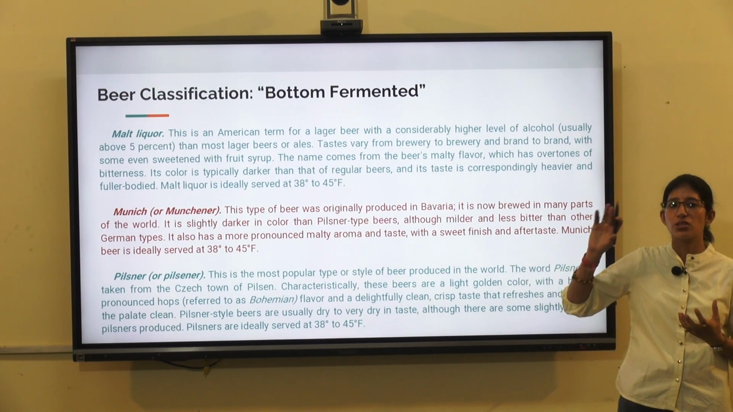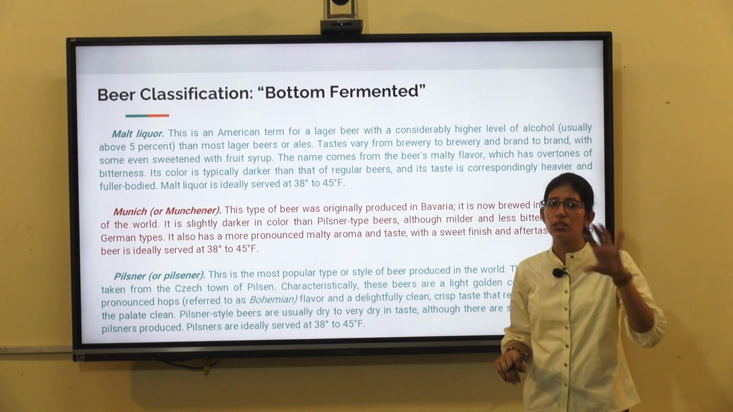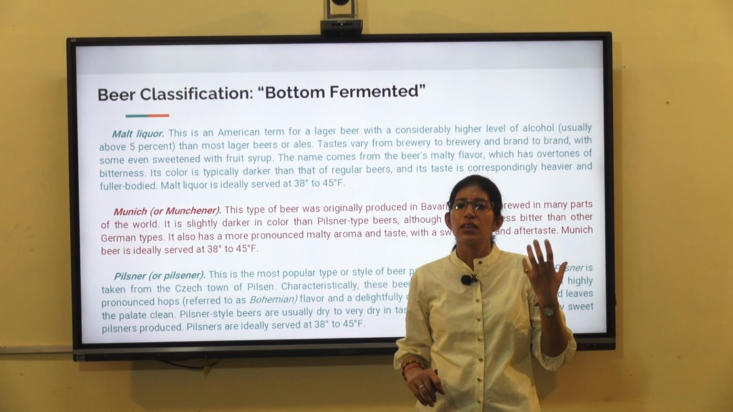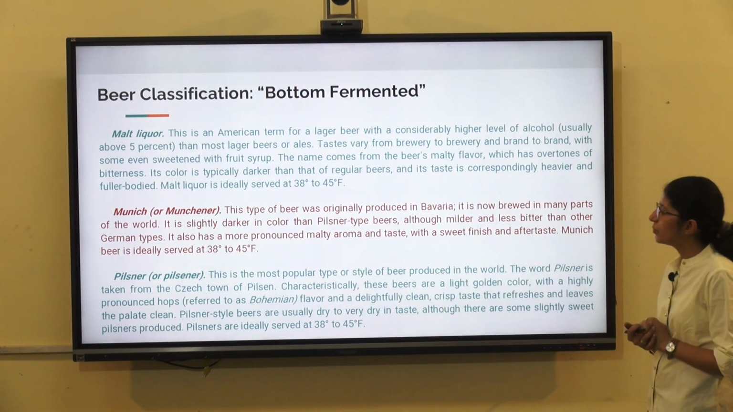German beers are heavier, with a milder and stronger body, while on the opposite tone, US beers have a lighter body and a less colored tone. Now, Pilsner beer. It is a two type.